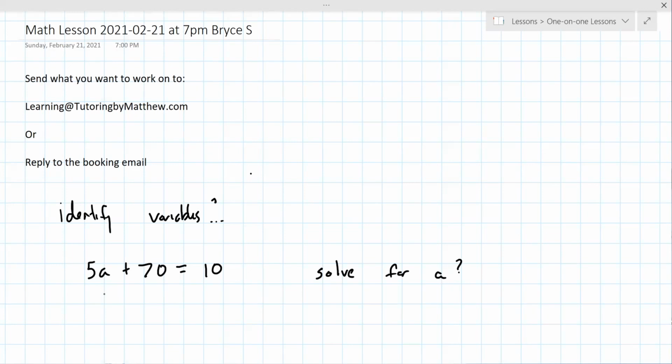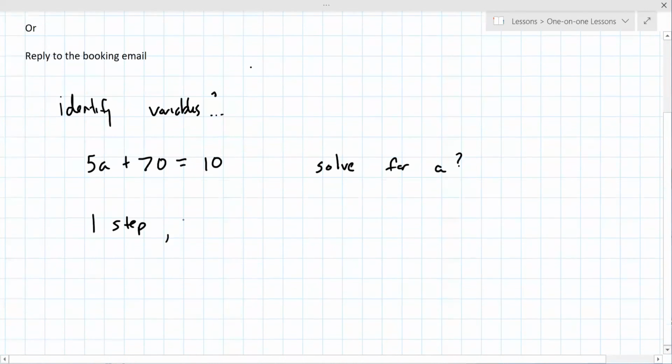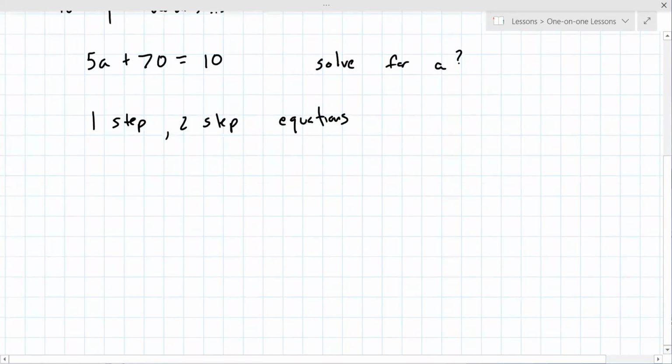Okay, so these are called one-step equations, or maybe two-step equations. Does that sound familiar potentially? Yes and no. Well, let me just make one up here: 2a plus 8 equals 16. The instructions would just say to solve, nothing more than that. How would you go about solving this?